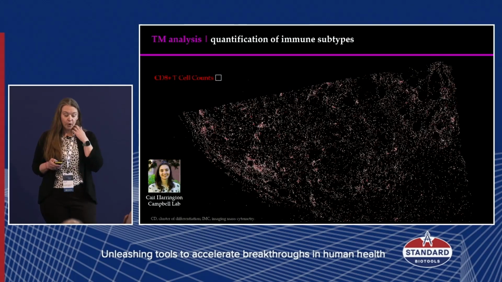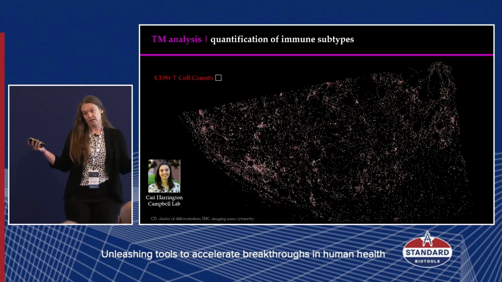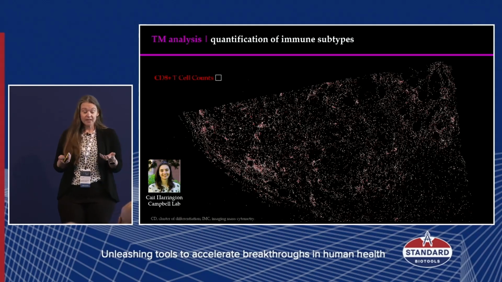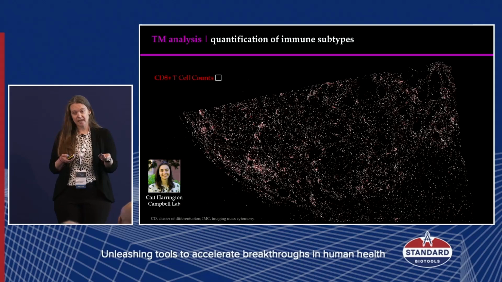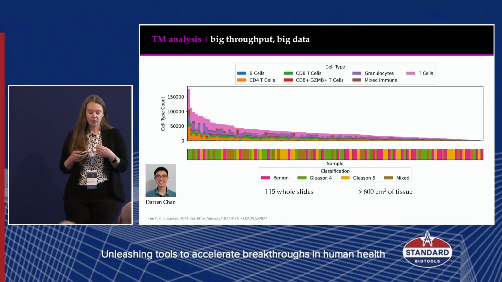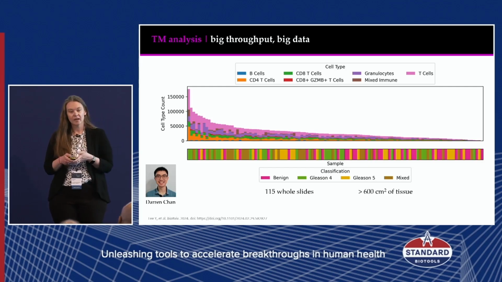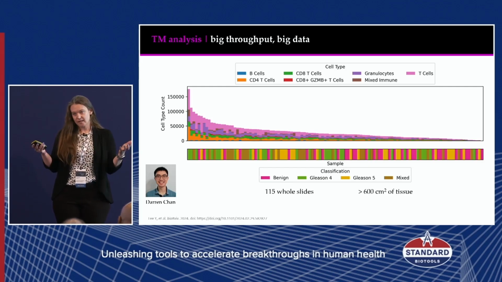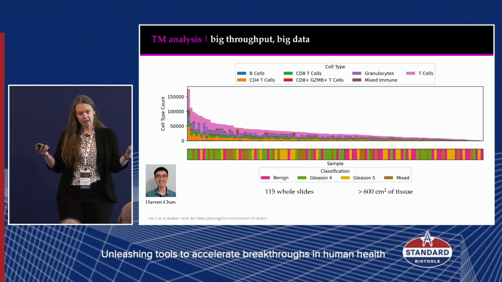Work by Kate, who is a graduate student in Kieran Campbell's lab, has started to adapt some of these spot counting methods to this question of 5 micron data analysis. What you're looking at here is her counting CD8 positive T cells across this entire tissue. The second thing we've been doing is clustering the data. This work is being done by Darren, who is a graduate student in both the Jackson and Campbell labs.